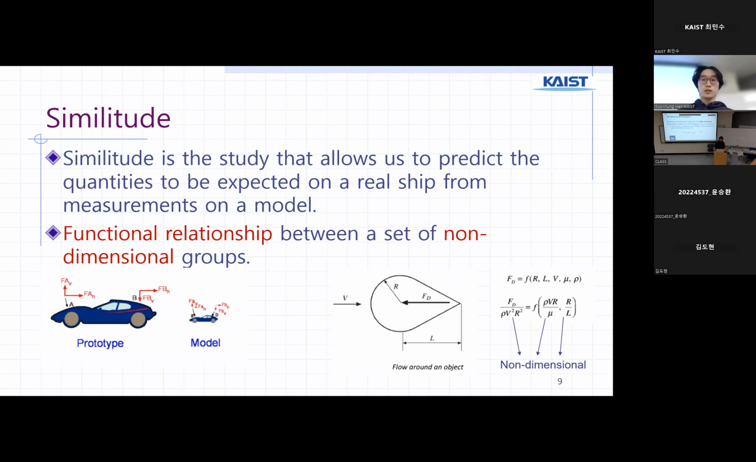Similitude is the study that allows us to predict the quantities to be expected on a real ship from measurements on a model. From the functional relationship between a set of non-dimensional groups, we can predict the corresponding value of resistance.